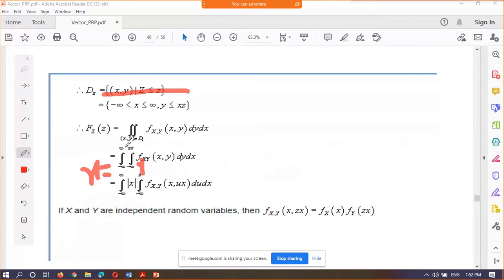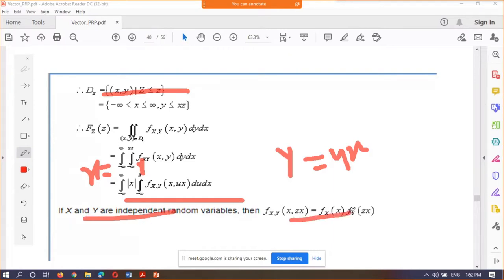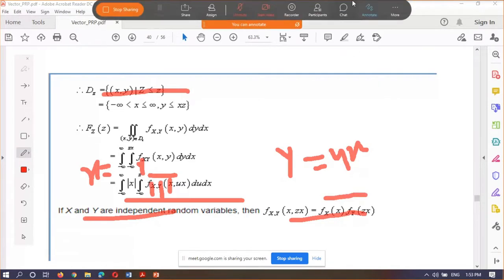Then again substitution, like y is substituted as ux, and then the variable change, dy becomes x du, and after this we will get this one. And the independent case is always like this, because if these two are independent, then the joint density is actually the product of their densities.